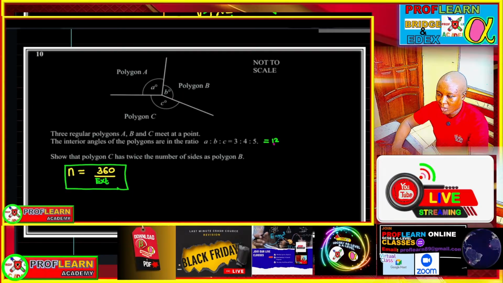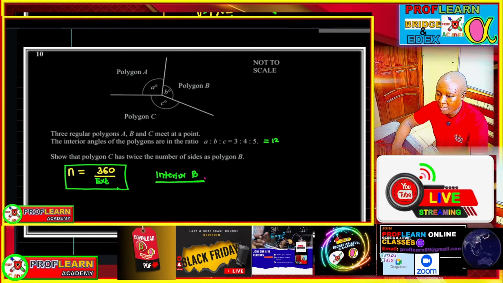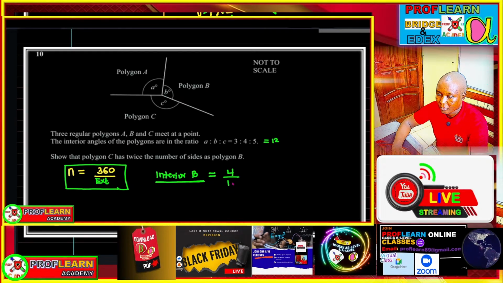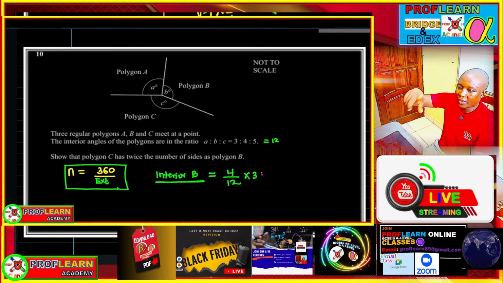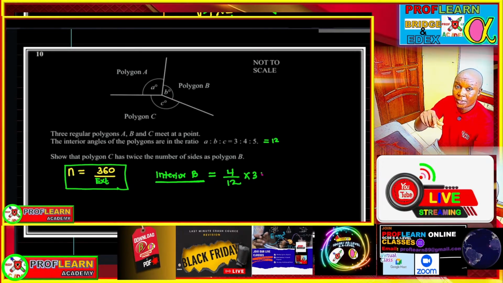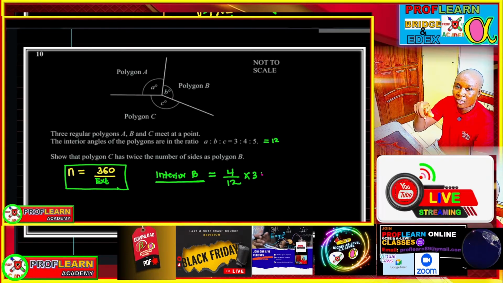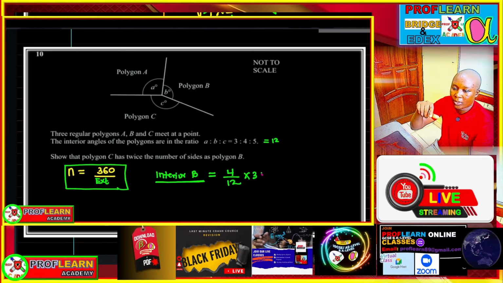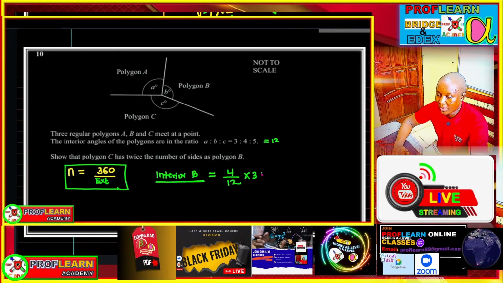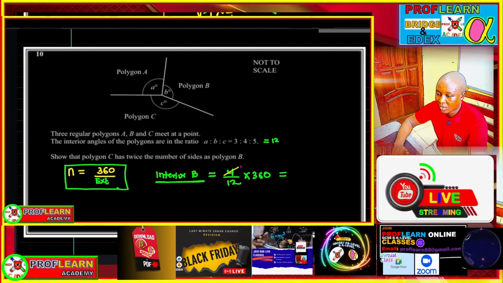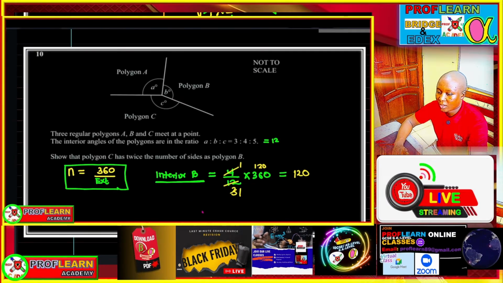So the first thing that you're going to do is to find the interior angle for B. The interior angle for B is going to be 4 over 12 times 360, because all these polygons are forming angles at a point. Then we are going to say that this is 4 over 12 times 360, which is 3 times 40, and this is 120.